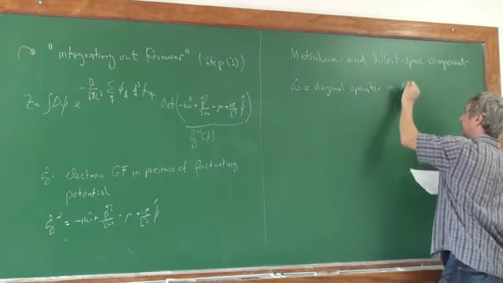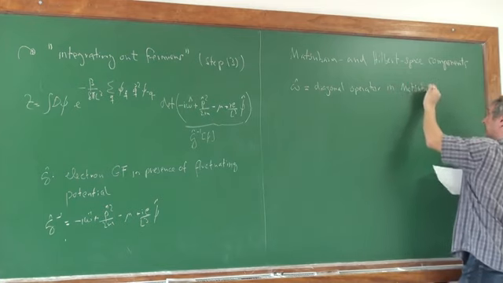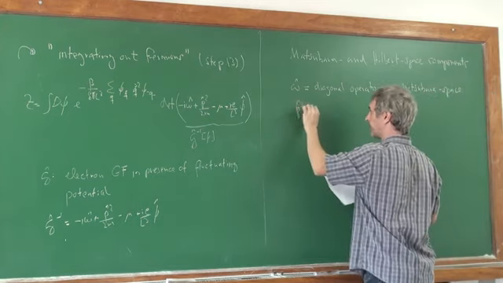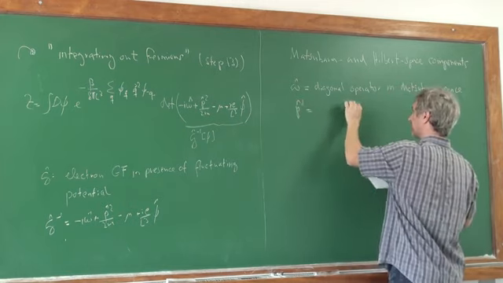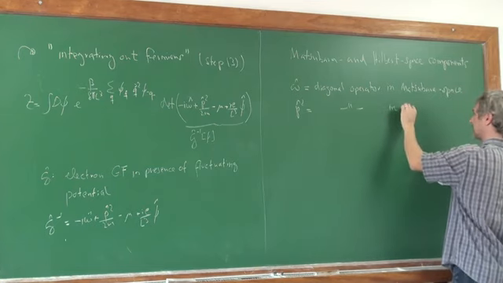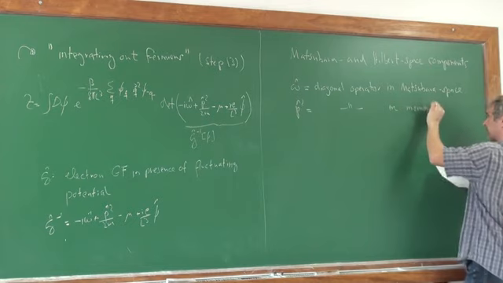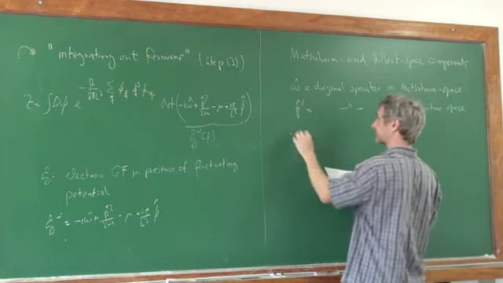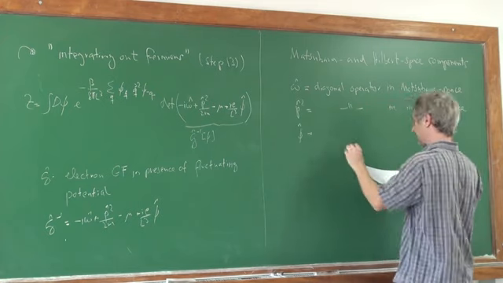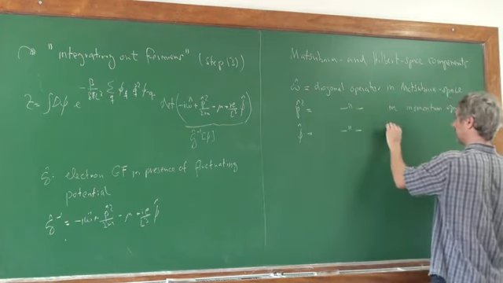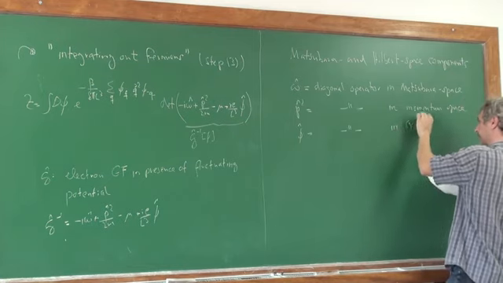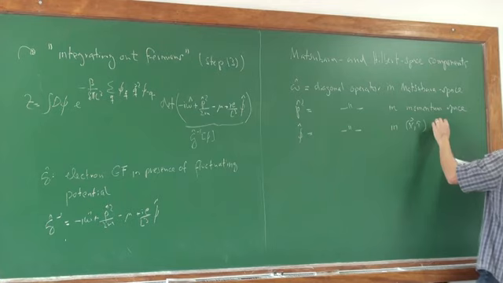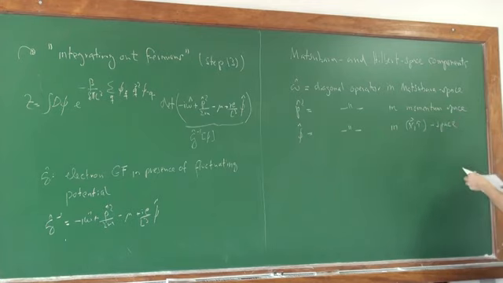in Matsubara space. The P squared operator is a diagonal operator in momentum space. And the φ operator is a diagonal operator in the x-τ space, so this is the three coordinates and imaginary time.